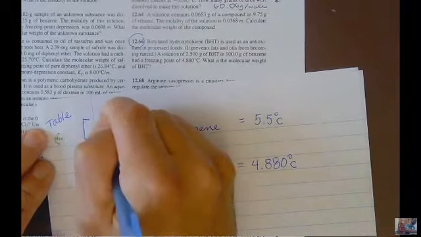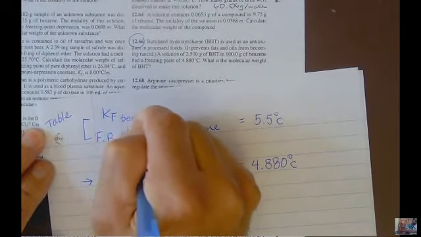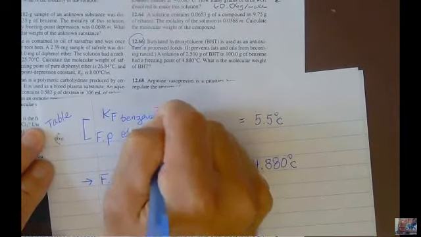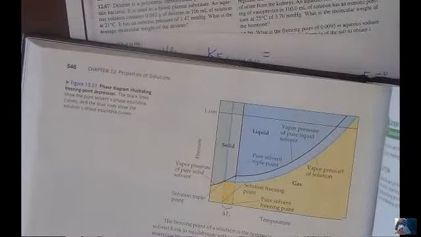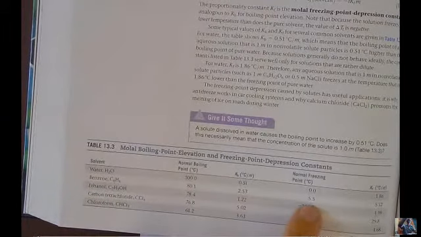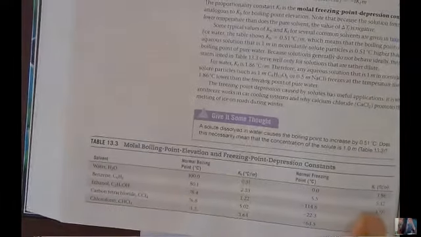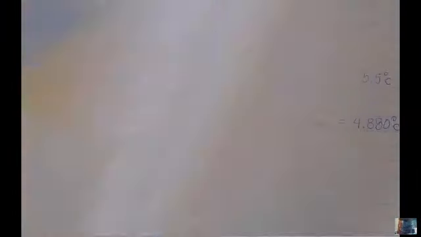What is KF for benzene? It has nothing to do with the BHT. All benzene has the same freezing point depression constant. So here's your book. This is at the bottom of page 546. Here's benzene. Its freezing point is 5.5. Its freezing point depression constant, KF, is 5.12.